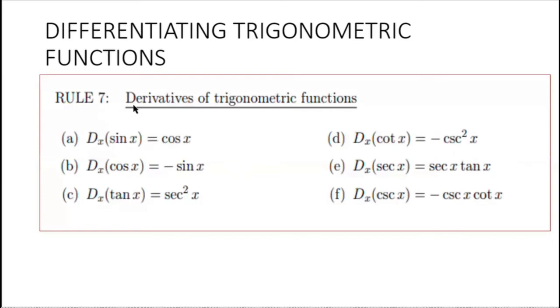Okay, rule number 7, we have the derivatives of trigonometric functions. For letter A, the derivative of sine x is equal to cosine x, and the derivative of cosine x is equal to negative sine x. The derivative of tangent x is equal to secant squared x, and the derivative of cotangent x is equal to negative cosecant squared x. The derivative of secant x is equal to secant x times tangent x. And letter F, the derivative of cosecant x is equal to negative cosecant x cotangent x.